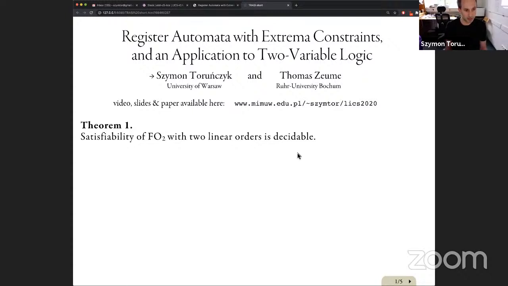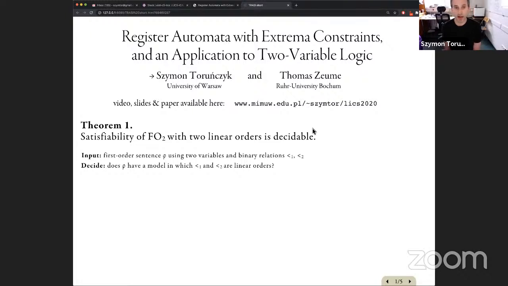So this means that we're considering the following decision problem. We input a first order sentence, phi, which uses two variables, say x and y, but it can reuse those variables many times, and two binary relations, less than 1 and less than 2. And the question is to decide whether phi has a model in which both these relations are linear orders. So that's the question. And we're asking about an arbitrary model, finite or infinite.